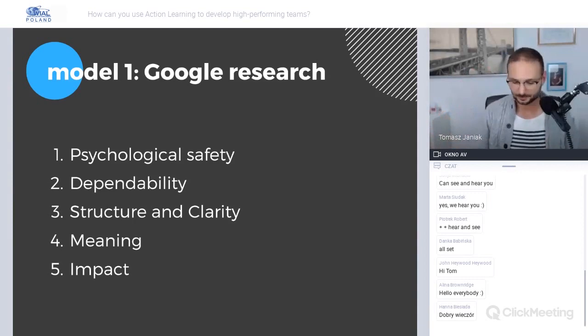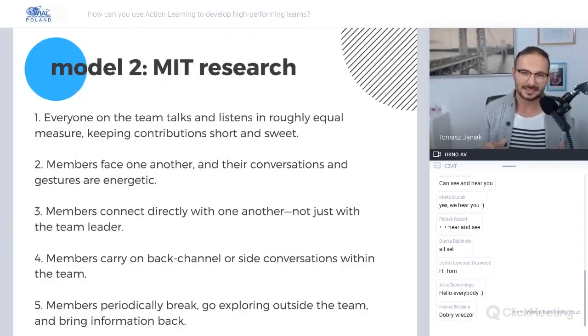Now, model number two I want to tell you about is also based on research, because Google research, you could really look at this as scientific research. Google, I think, really does good work as far as science is concerned and math and everything. And similarly, MIT does their research. MIT is the Massachusetts Institute of Technology, the best technical university in the United States, maybe in the world, who knows. If you want to be a rocket scientist, you go to MIT. And some time ago, they conducted their own research.